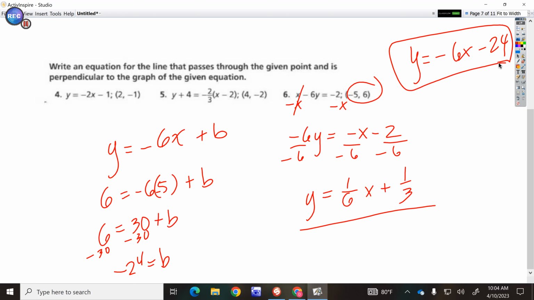Now, it's easy to get this wrong if you forget that a negative divided by a negative turns to a positive. So be careful. Make sure you remember to simplify the sign situation on the slope and the y-intercept. Good so far? All right, flip over.